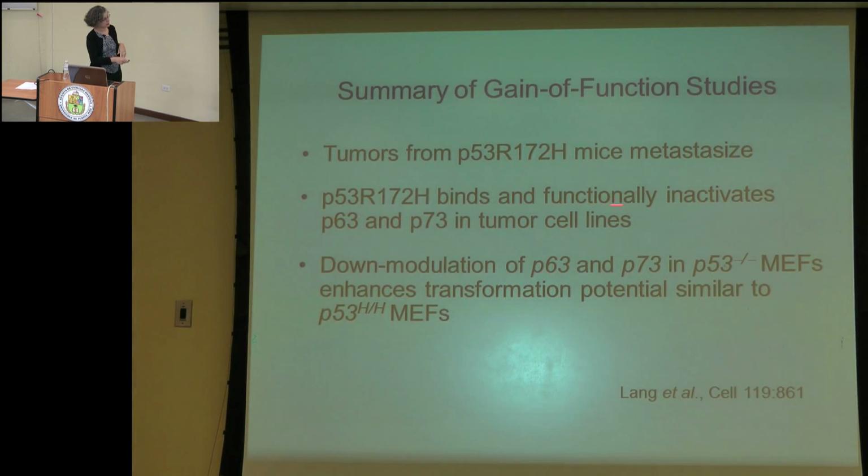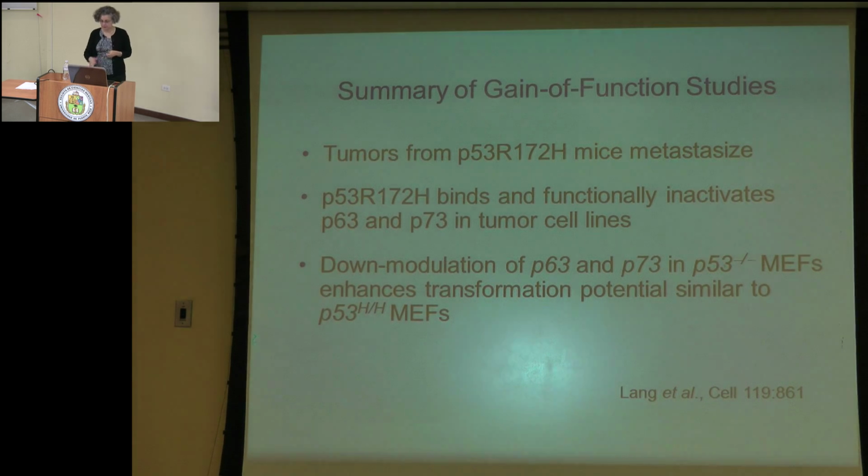The protein is stable, and we showed that it could bind these two other tumor suppressors. They're called p63 and p73, and it inactivates those tumor suppressors. And so by having a mutant p53, you don't just lose p53 function, you're also dampening the function of two other p53 related proteins that are also tumor suppressors. Okay? And then we showed in cells that are null for p53, so they don't have the mutant protein, if you now down-modulate p63 and p73 with siRNA, you now get cells that have an enhanced transformation and metastatic ability in invasion in tissue culture assays.